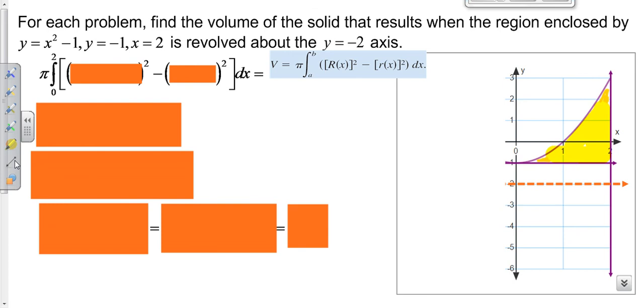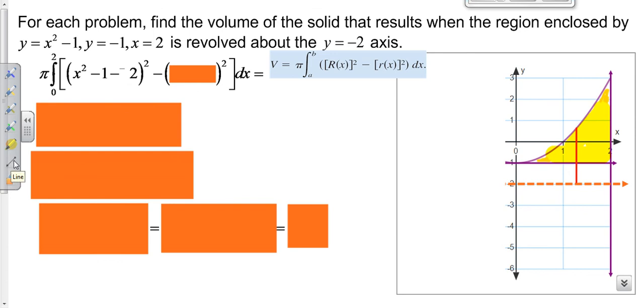So we need to look at the outer radius squared, which would go from here down to here. In this case, it's what's on top minus what's on the bottom. Again, what's on top in this case is our curved parabola minus what's on the bottom, which is our -2. So we got to go a curved parabola minus our axis of revolution of -2.